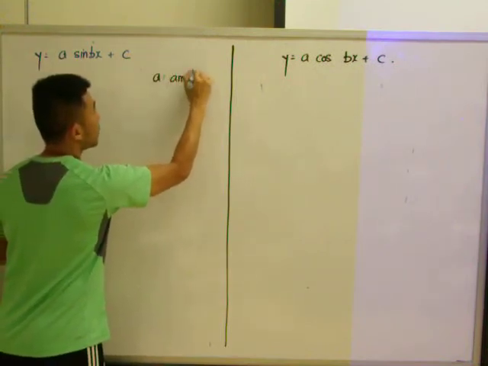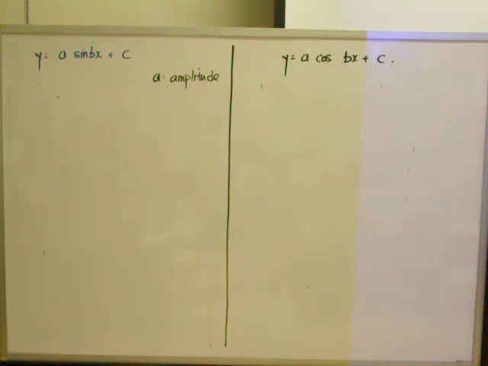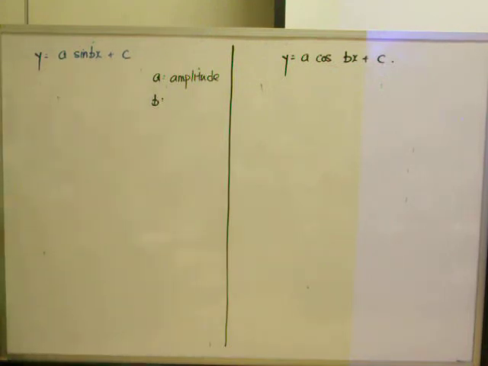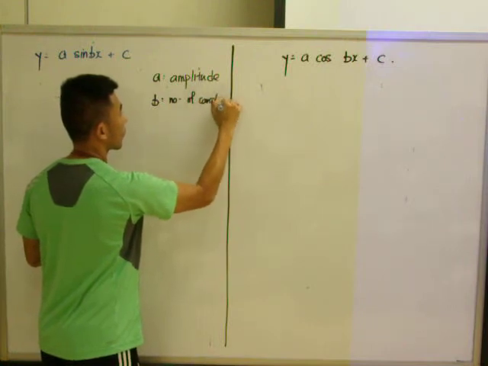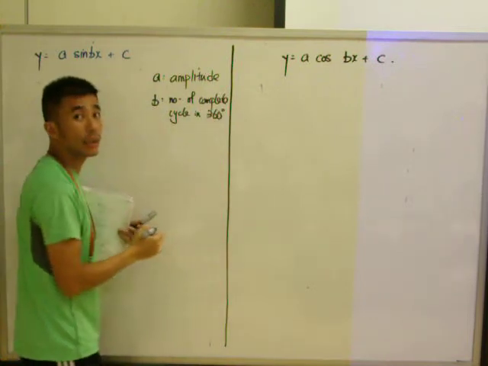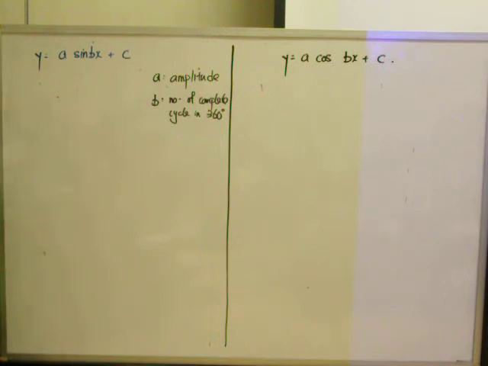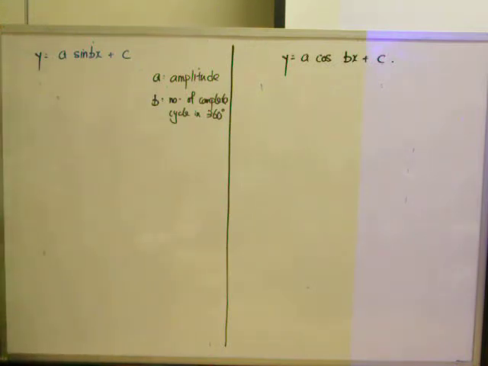A stands for the amplitude, meaning how high and how low it will go. Later I'll give some illustration. B tells you the number of complete cycles in 360 degrees. You must remember 360 degrees, how many radians is it? 2 pi. As a start, I'll just use degrees, I will not use pi or radians.